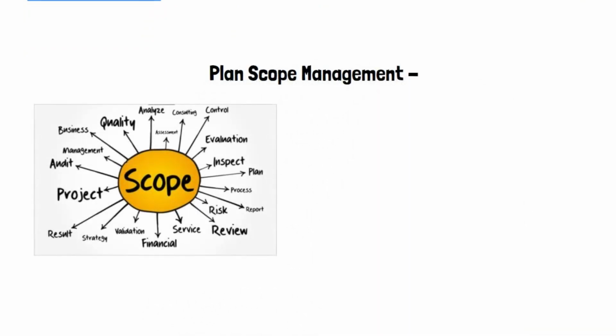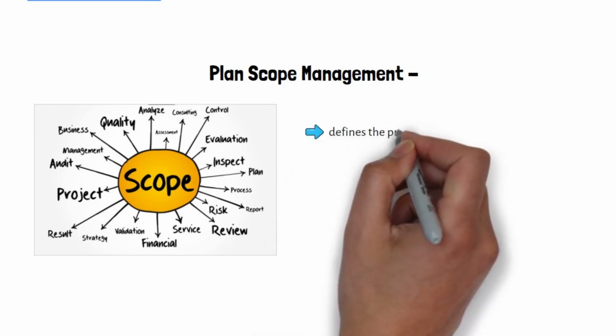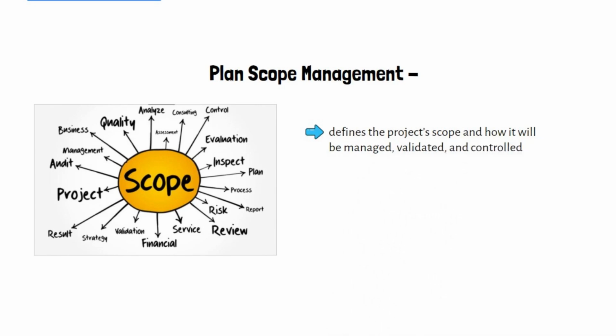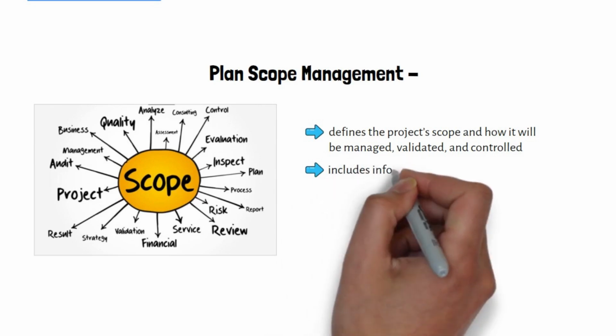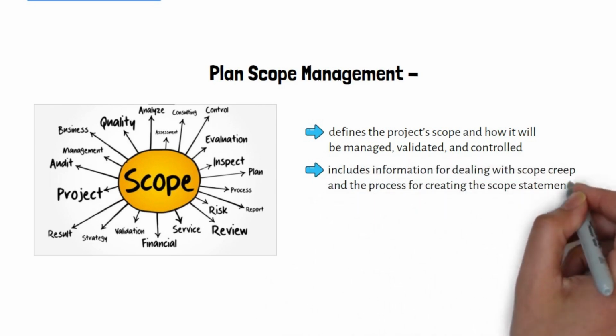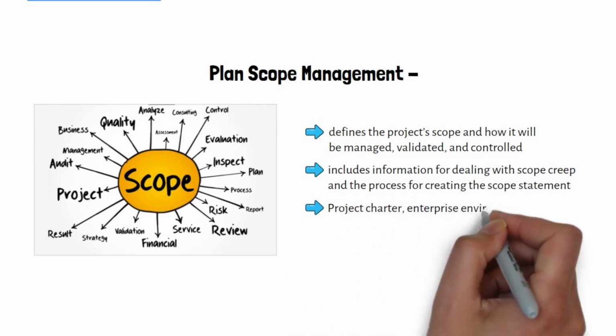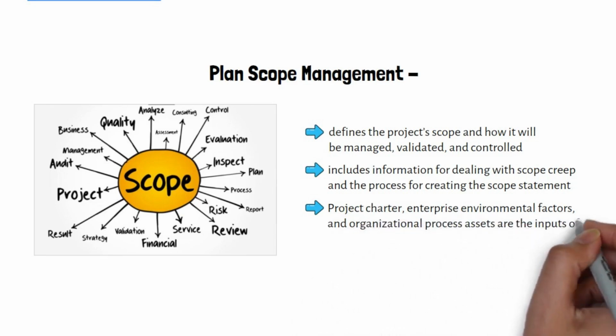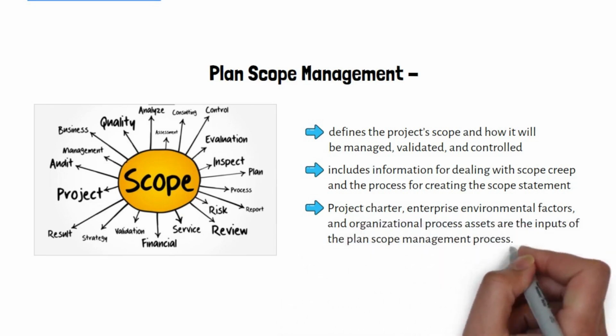Plan scope management. Plan scope management is the first process. A scope management plan is created in this step. A scope management plan typically defines the project's scope and how it will be managed, validated, and controlled. This plan includes information for dealing with scope creep and the process for creating the scope statement. Project charter, enterprise environmental factors, and organizational process assets are the inputs of the plan scope management process.